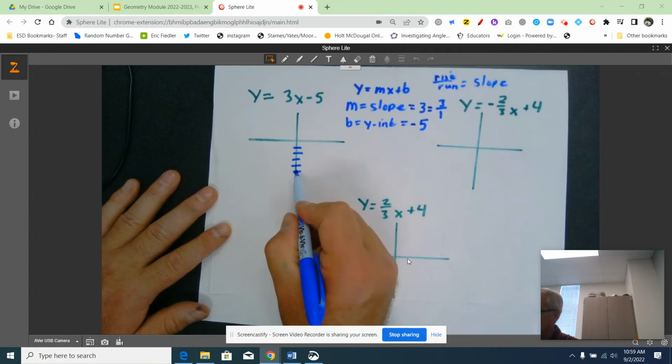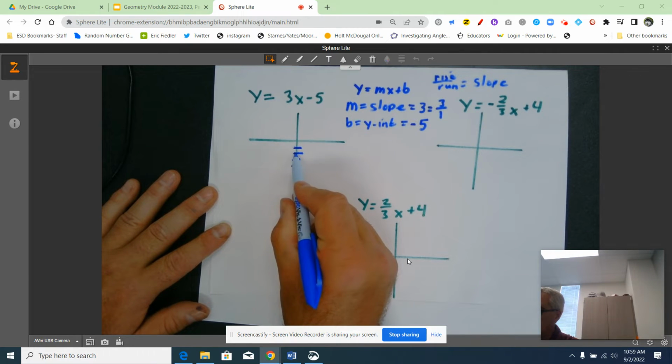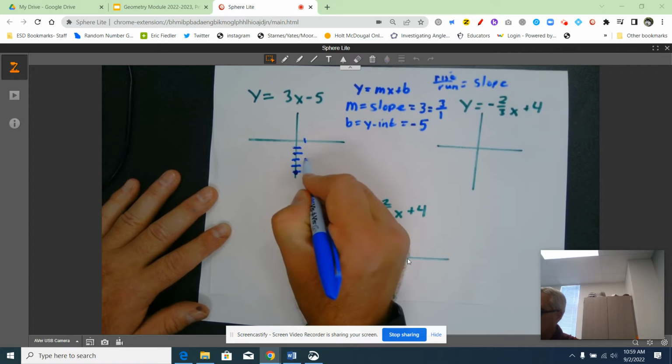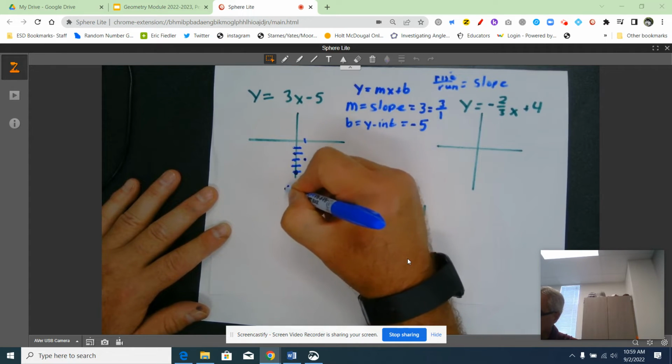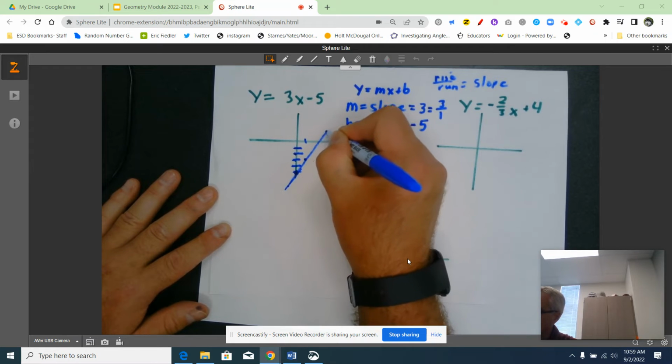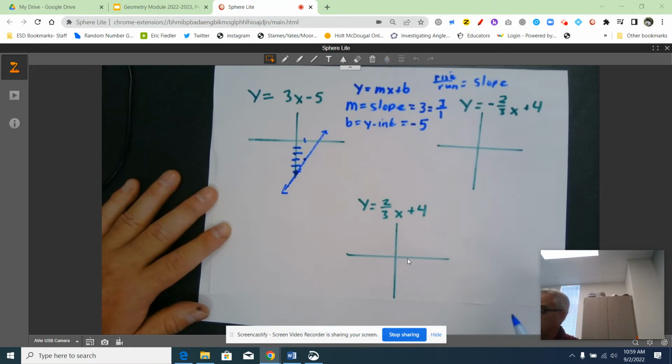From this y-intercept, I'm going to rise 3. Well, what does that mean? It means go up 3. 1, 2, 3. Then I'm going to run 1. Right there. I only need 2 points to draw a line. So here is a graph of y equals 3x minus 5.